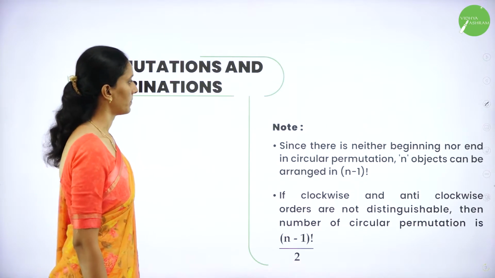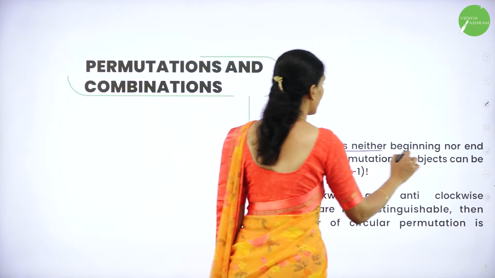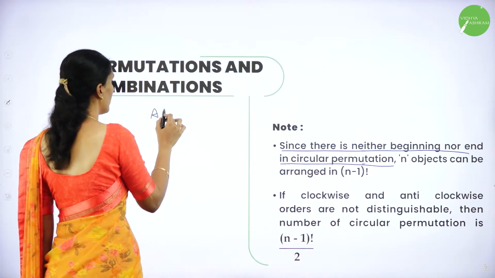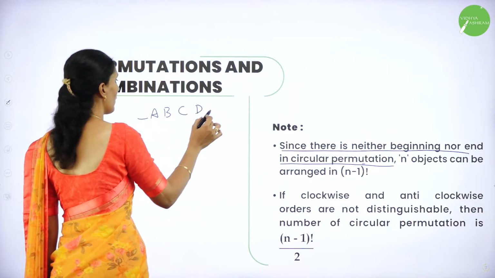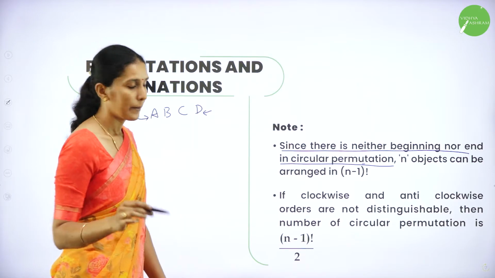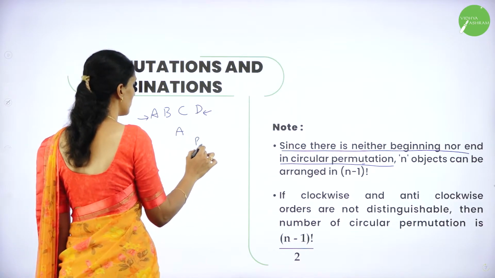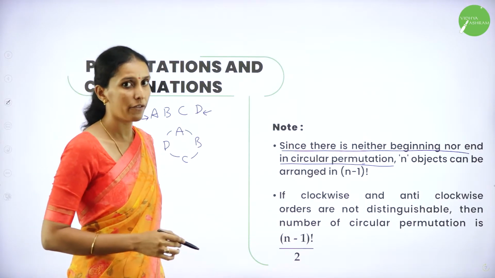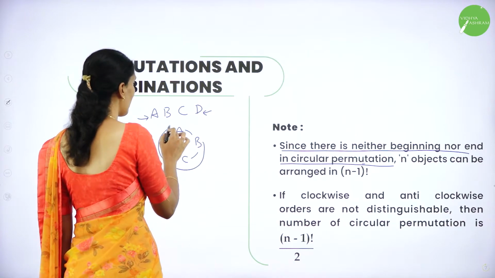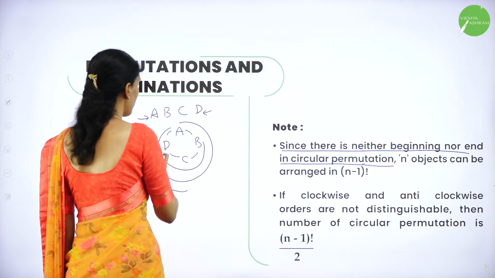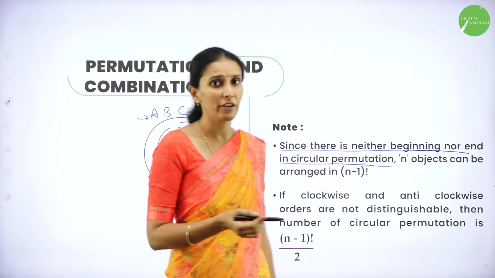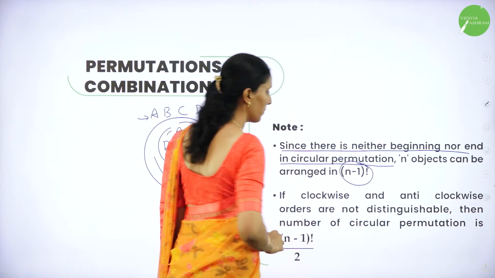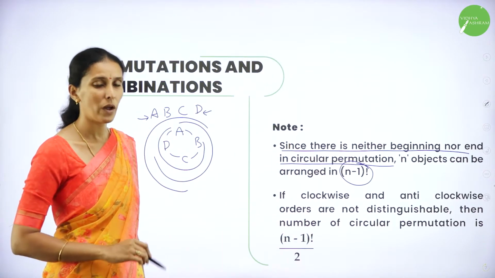Next one. There is neither beginning nor end in circular permutation. You have a beginning as well as an ending in linear permutation, but you cannot have a beginning or an end in case of circular permutation. You can arrange it in BCDA form or ABCD form or CDBA form, anything like that. There will be no difference in ending or beginning in circular permutation. Therefore, the formula for circular permutation is always n minus 1 factorial.